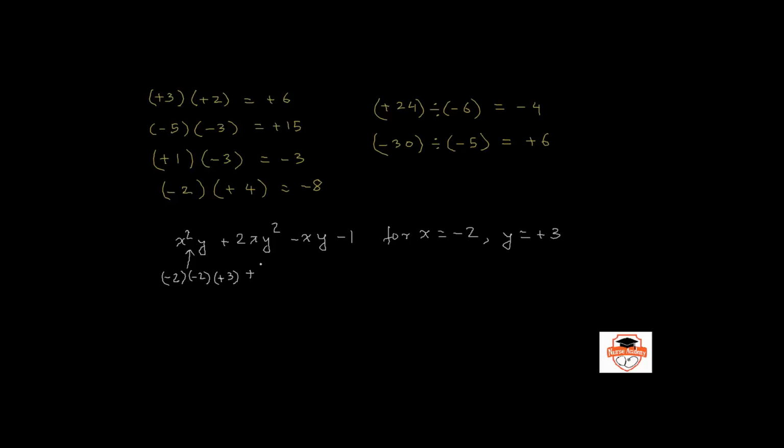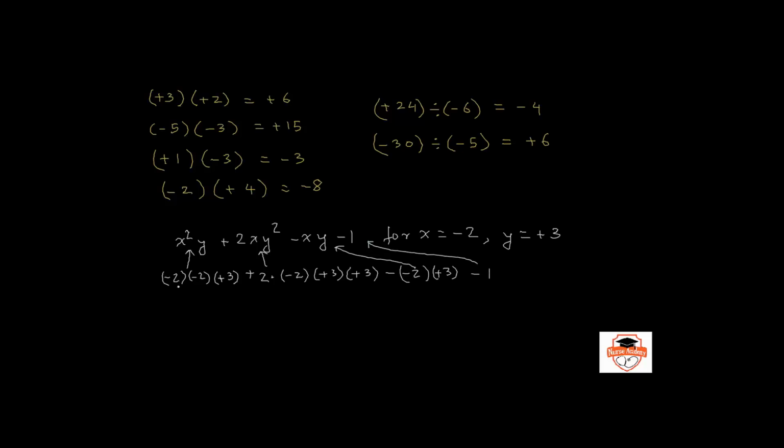plus 2 times x times y squared, or 2xy squared, is 2 times negative 2 times positive 3 times positive 3. By the way, if a number is positive, you don't need to write the plus sign. If you write 3, it implies positive 3. Minus this one, xy, is negative 2 times positive 3, or 3, minus 1, this one.